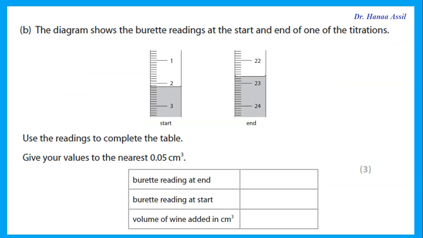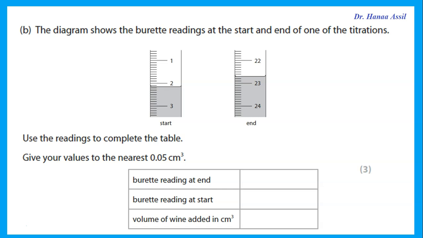The diagram shows the burette readings at the start and end of one of the titrations. Use the readings to complete the table, and we are told to give your values to the nearest 0.05. That means I want 2 decimal places. Now, you need to remember to put the correct number in the correct place. So here the table starts, usually it starts with the burette reading at the end. Which one is at the end? At the end is the one on the right.